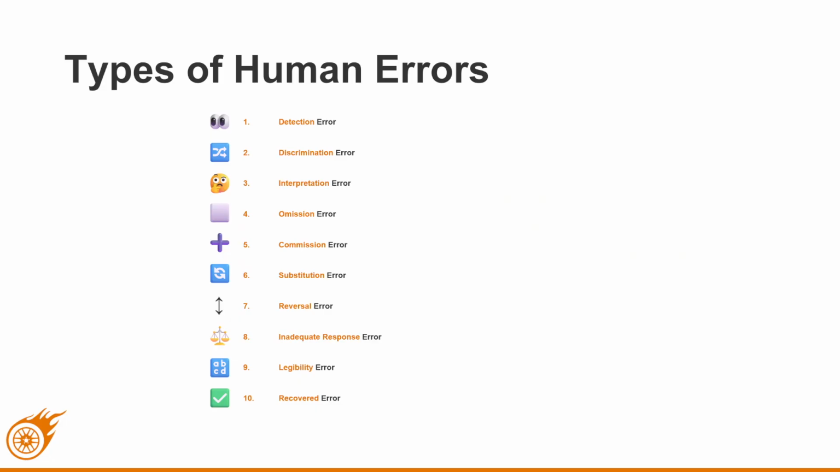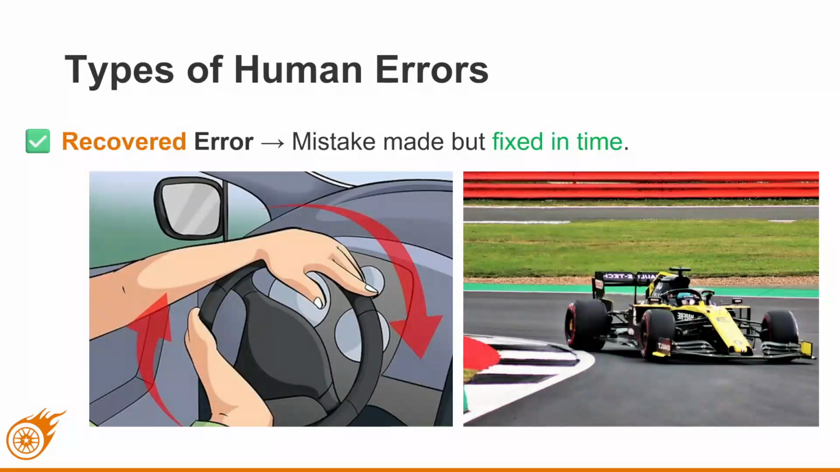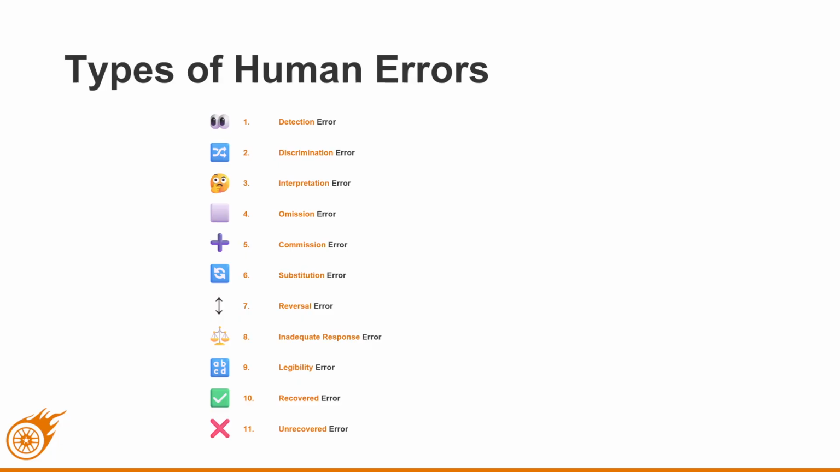So now we have recovered error. Recovered error is essentially when the driver makes a mistake but corrects for it in time. An example would be that they turned too early during a turn, but they correct it before hitting a barrier or spinning off the track. So the takeaway is the cockpit and controls should always allow for quick recovery and not trap the driver in any kind of way. So that's kind of a given.